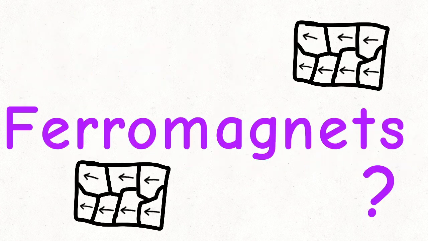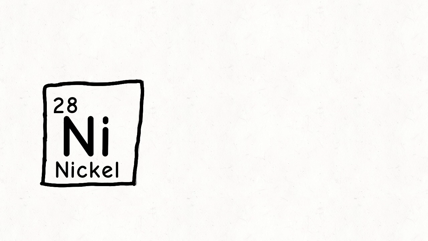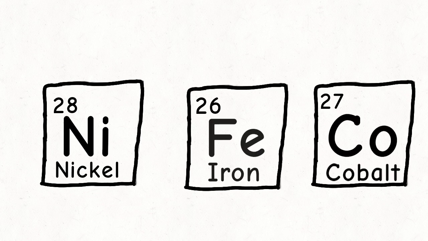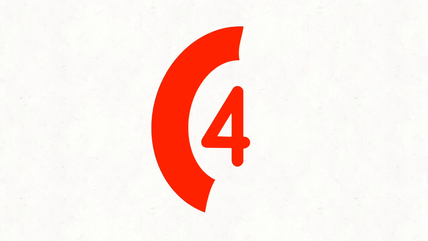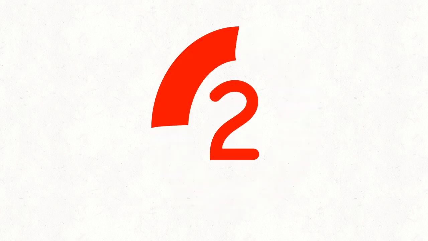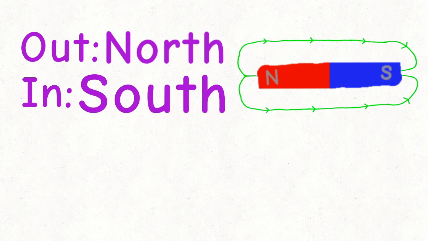First question: what are the three ferromagnets? Correct, it's nickel, iron, and cobalt. Next, from which pole does a magnetic field flow out of, and which pole does it flow into? A magnetic field flows out of the North Pole and into the South Pole.